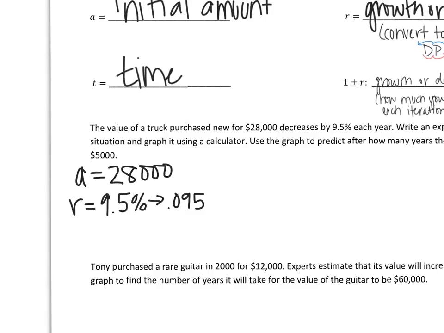Okay, well now I have enough information to write my equation. We'll get to the rest of this in a second. So my equation will be y equals 28,000 times 1 minus 0.095 to the t power. T is just our time.